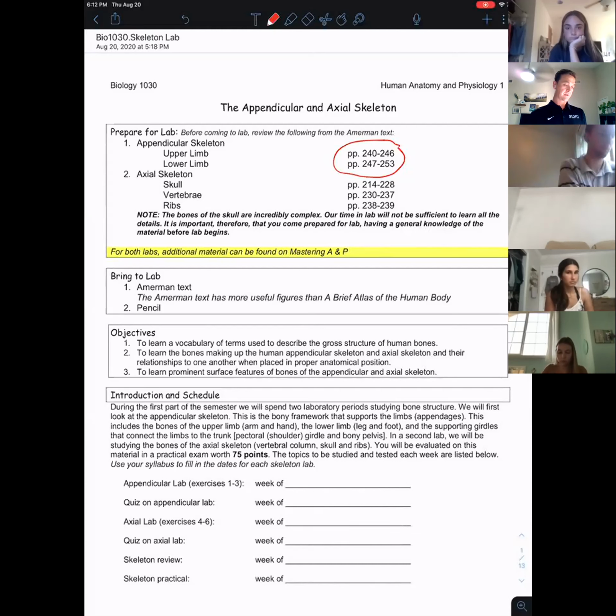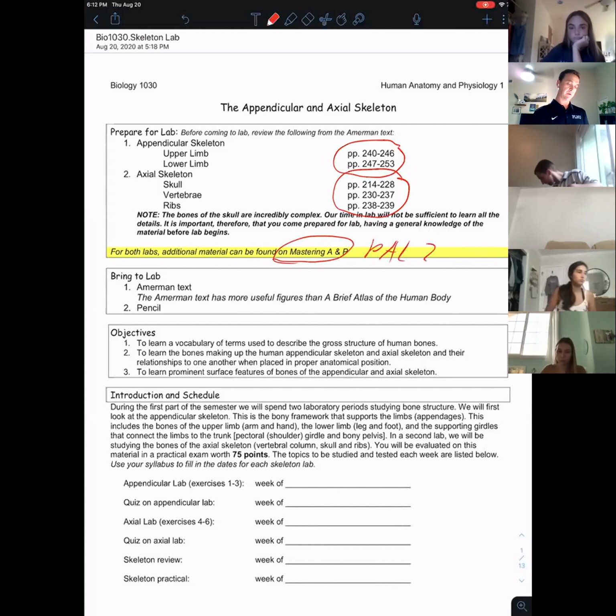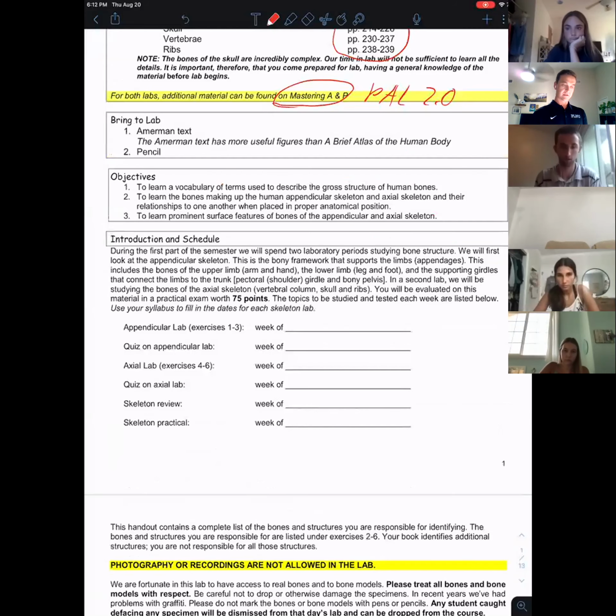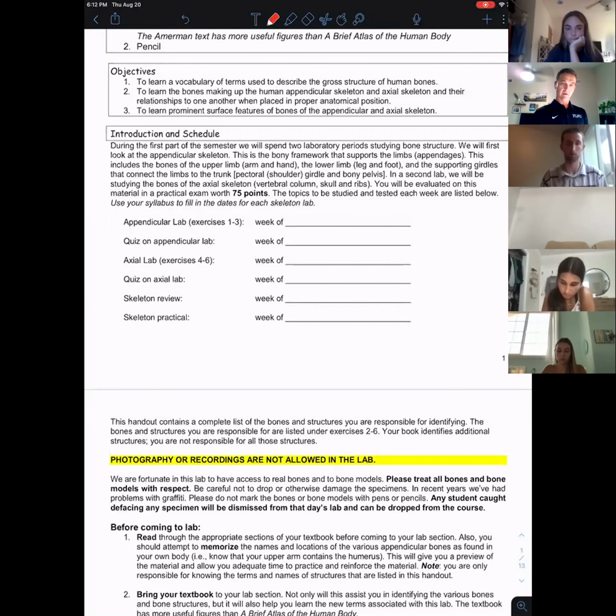Okay. So that's this week. In 2 weeks when we come back to the skeleton lab, we'll be at those pages. Again, lots more material on Master and AMP in that practice anatomy lab 2.0. Okay. So a couple things about the schedule here. Let me just briefly, well, I kind of already walked through it, but I can go ahead and write in the exact dates here.